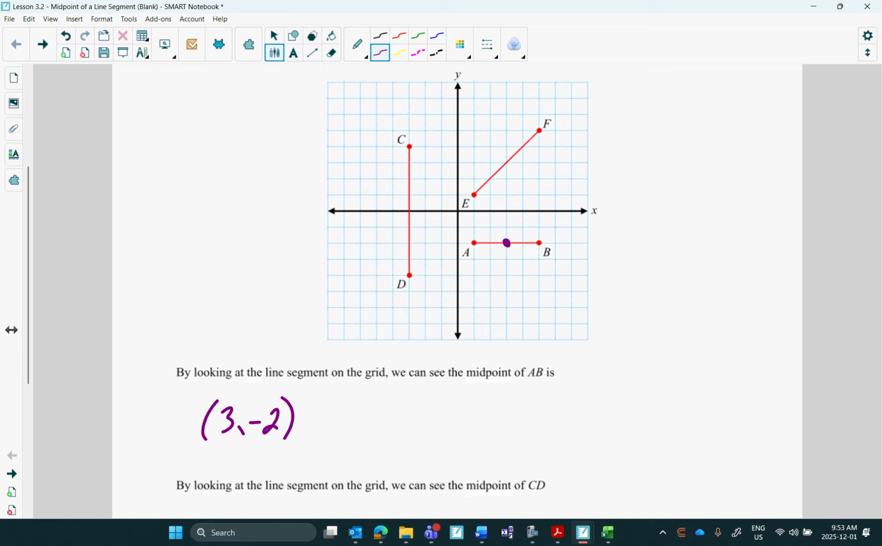What would the midpoint be from C to D? Yeah, Rome? Yeah, right here. And that's the point -3, 0.